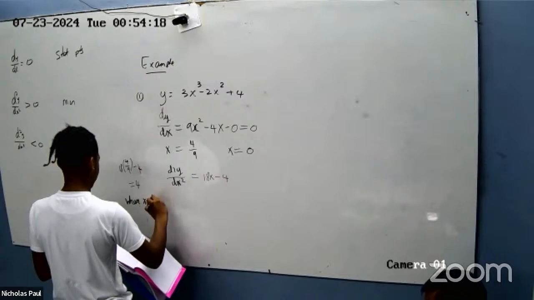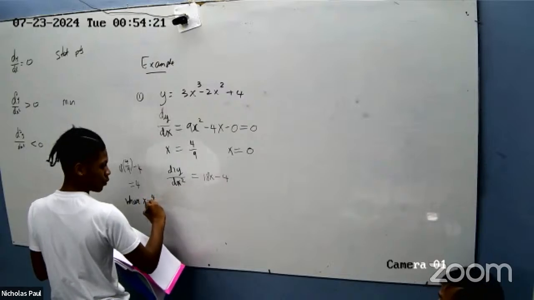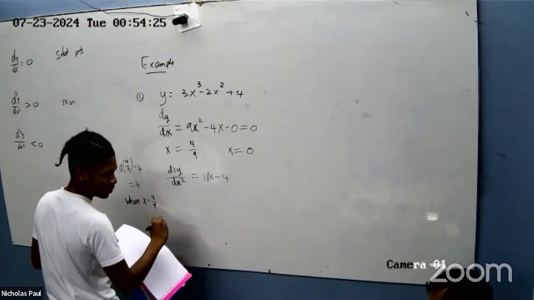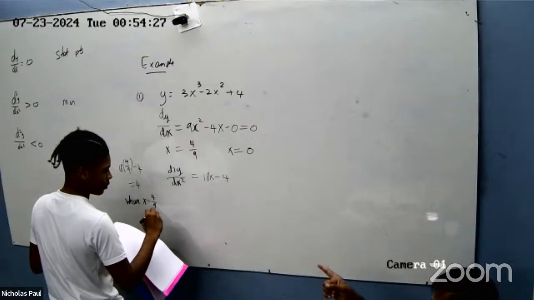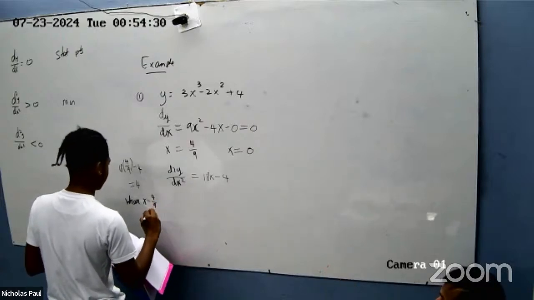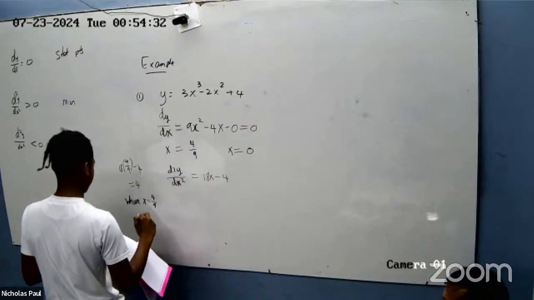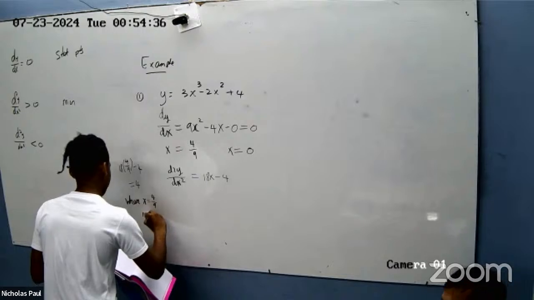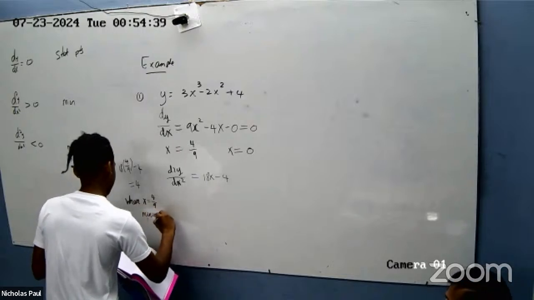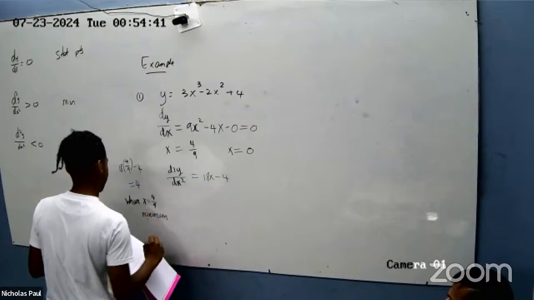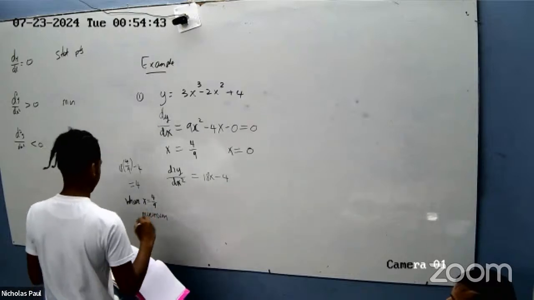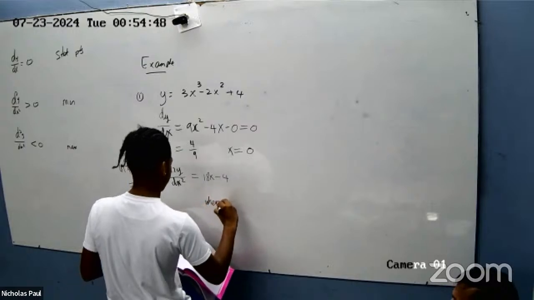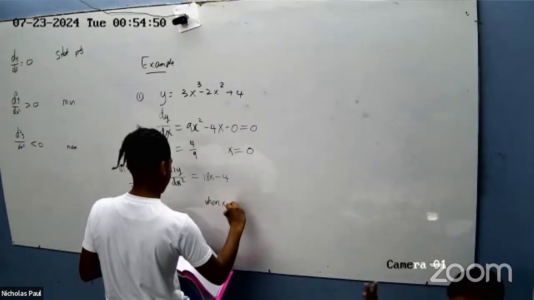Is it maximum? Right, so just write minimum. Now, when x is 0, what would it be? Max. Okay, let's put it one time. Are you okay with that?